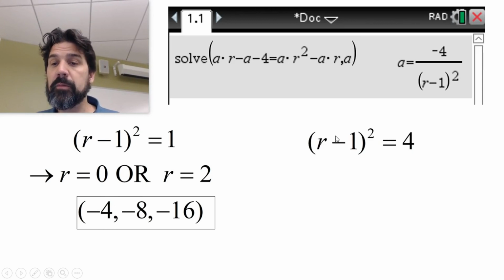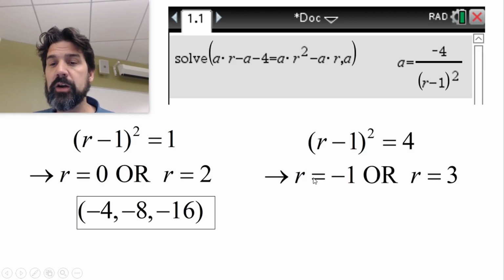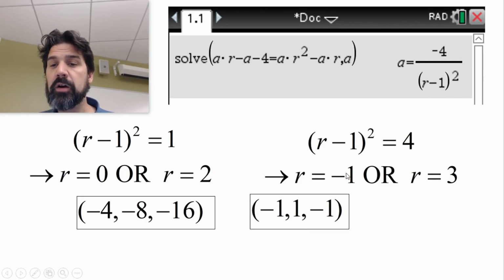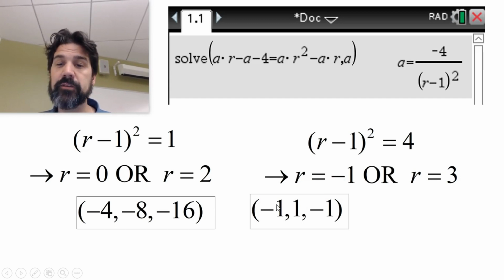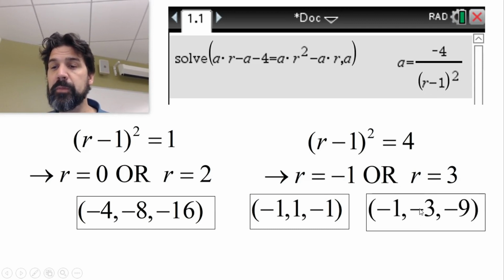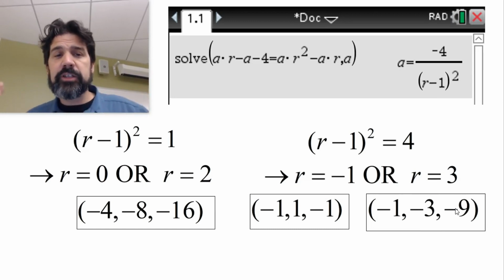Now let's go to r minus 1 squared equals 4. If you solve for this, you get two possible r's. Either r is -1 or r is 3. If r is -1, you plug that in there, you'd get 4 down here. -4 over 4 is -1, so a is -1. My r is -1, so I'm multiplying by -1 each time, so it just goes -1, 1, -1. And if you plug in 3, a again would be -1, but your multiplier is 3, so -1, -3, -9, and those are my three solutions.